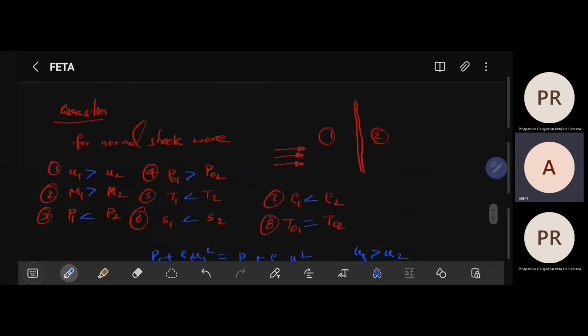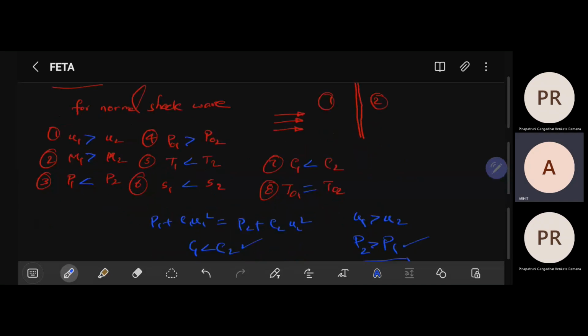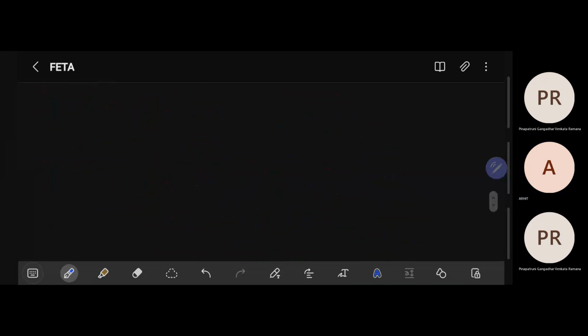Shock waves. We have a few more questions here. Let me see if there are any small questions we can solve today. Do you have the formulas of a shock wave with you? Sir, I need to check my notes. Okay, that's not an issue. So the question is like this: a normal shock wave is there, a very thin normal shock wave.